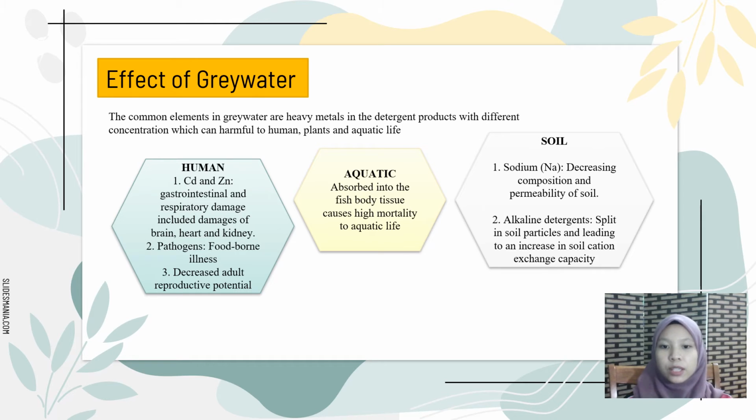The effect of greywater in aquatic life: it is absorbed into the fish body tissue and causes high mortality of aquatic life. And the effect of greywater to soil: the sodium contaminants can decrease the composition and permeability of soil, and the alkaline detergent will be supplied in soil particles, leading to an increase in soil cation exchange capacity.